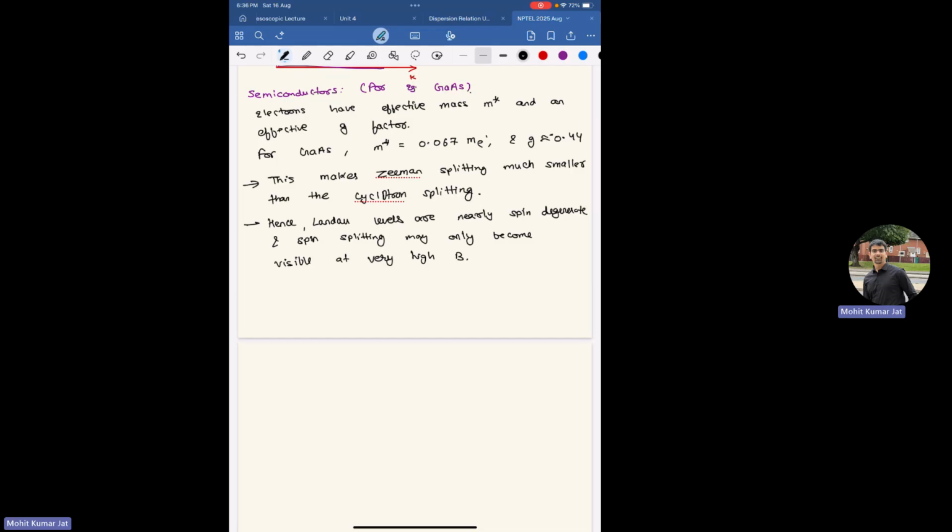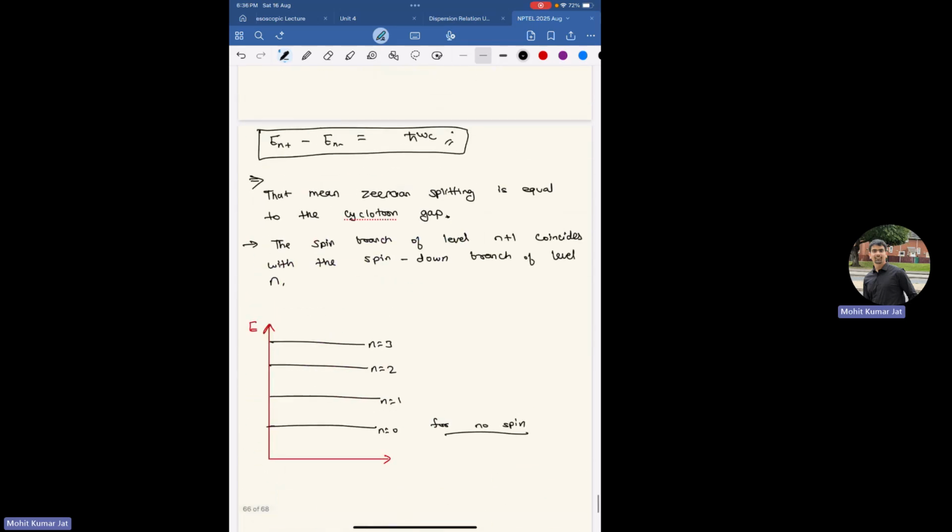If Zeeman splitting is comparable or larger, the order of filling alternates between the spin states. For example, first n equal to 0 spin up will fill, then n equal to 0 spin down, then n equal to 1 spin up, etc. The order can be up or down depending on the direction of the magnetic field. And this affects the quantum Hall plateaus. Additional plateaus may appear, and they do appear actually, at the odd integer filling factors when spin splitting is resolved.